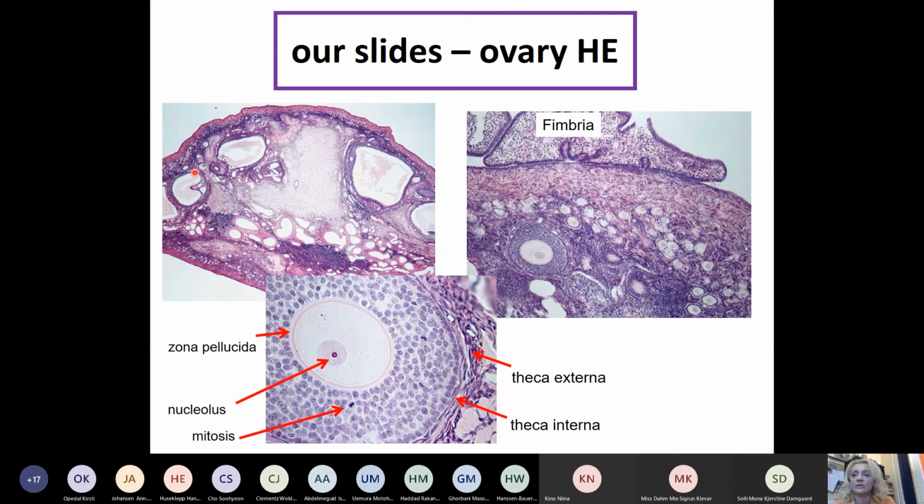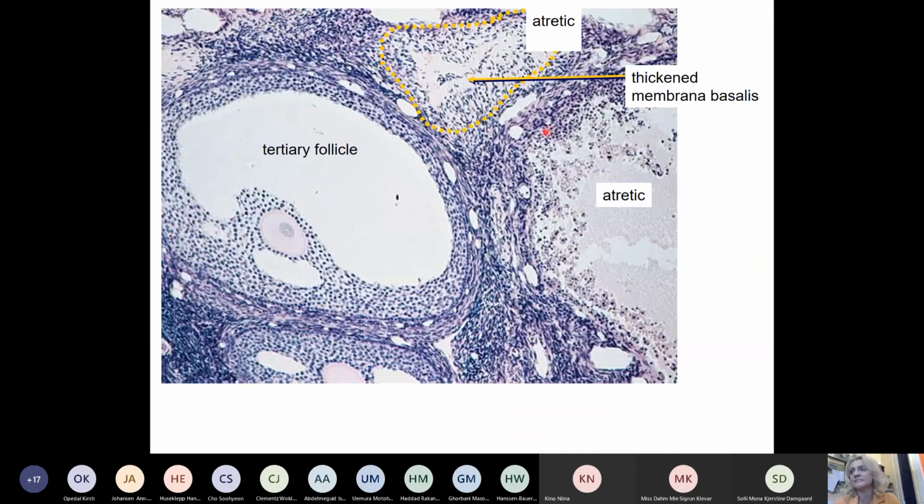And then here, with this magnification too, you can see the tertiary follicles because they are really big. And in some slides you can find part of the uterine tube covering the ovary. This here is the fimbria of the fallopian tube. It can be found in some slides.